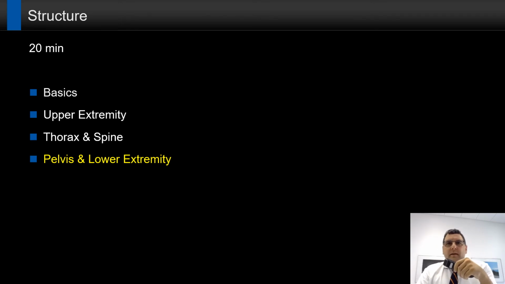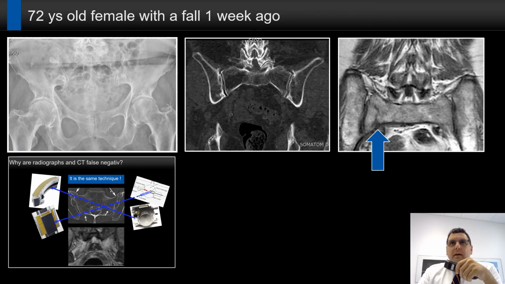Let's move on to the pelvis and lower extremity. This is a 72-year-old patient, and she had a fall 1 week ago. The initial X-rays showed basically nothing, some degenerative changes of the hip. Also you can see there is an old fracture here, which was already known.